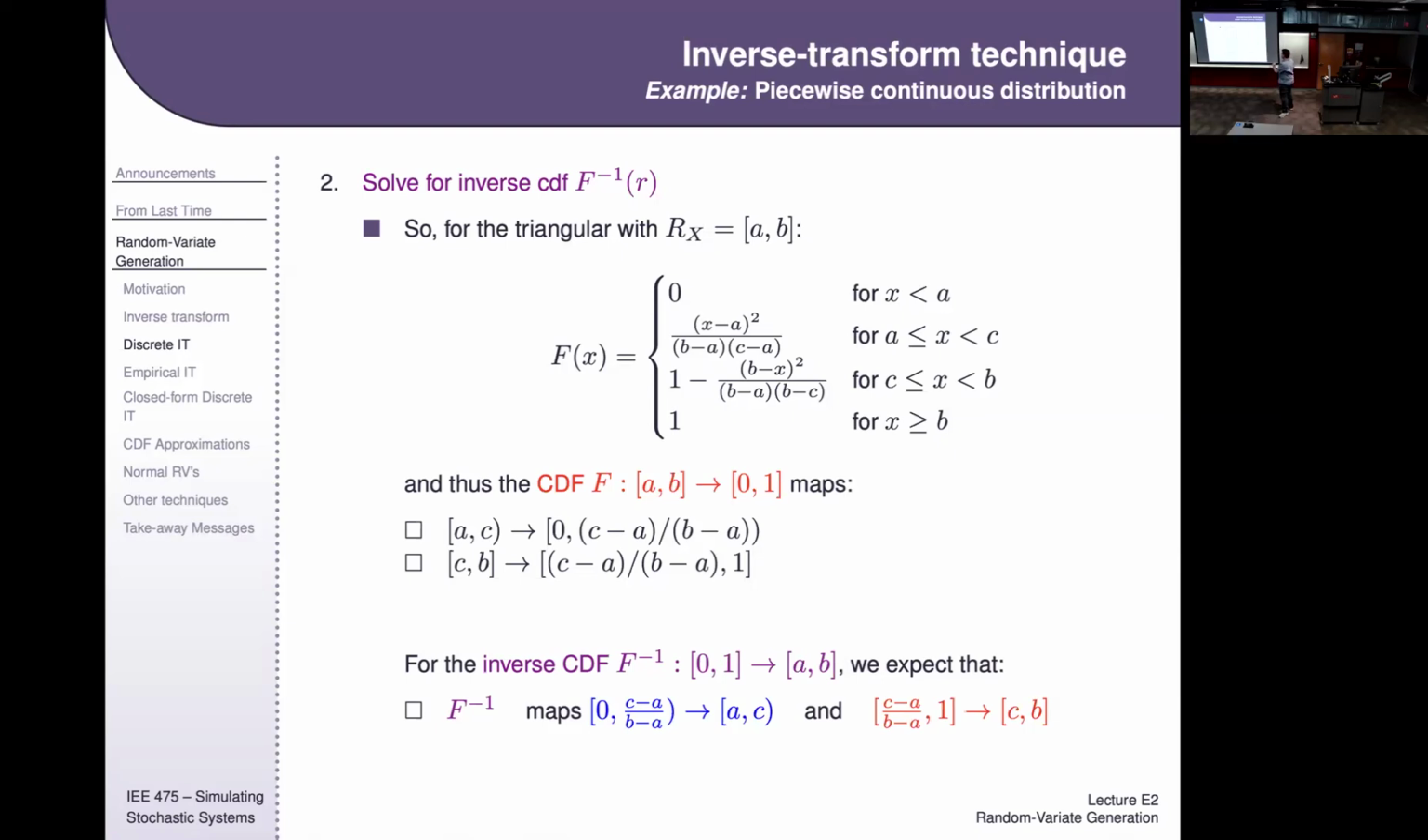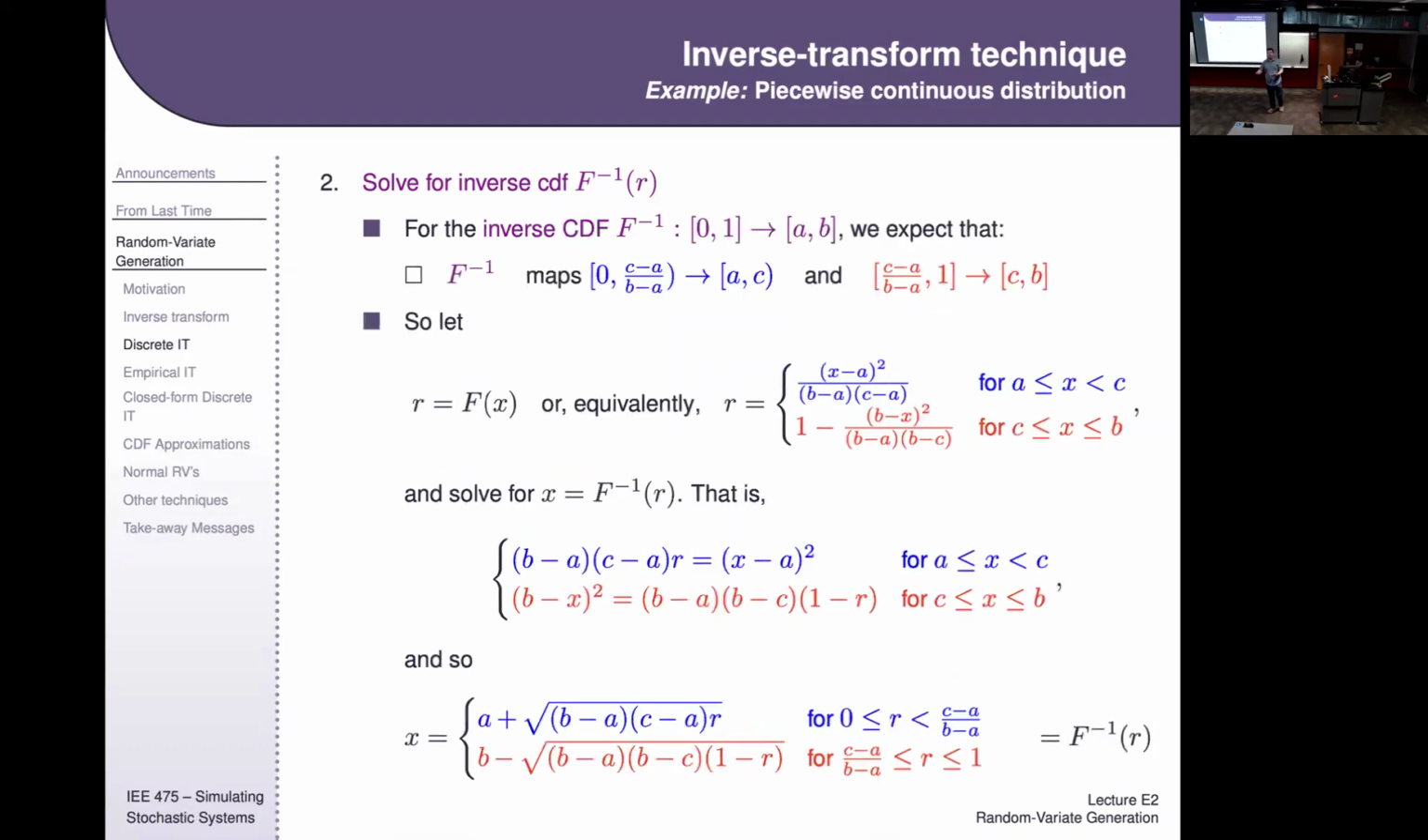Okay, so for this inverse CDF down here, I'm just summarizing this in a more compact way. I just flip that. If this CDF maps these X's to these R ranges, then the inverse CDF does the reverse. It's going to map these R ranges to those X ranges. So that's what I've said here. If I draw a random number from 0 to this range, it should give me an X value between A and C. If I draw a random number between this and 1, it should give me an X value between C and B.